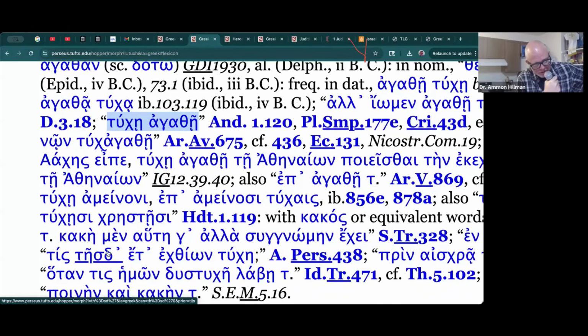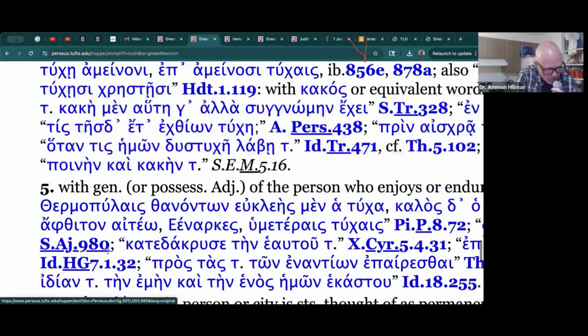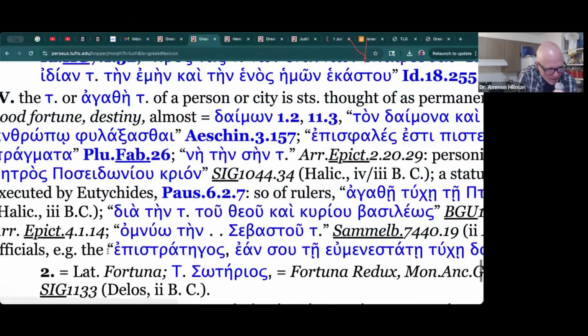Tuche agathe. That good fortune, right? Here's the genitive. You can use it with genitive of possession. That's right. Look at now here.